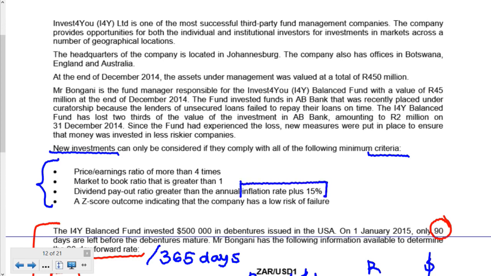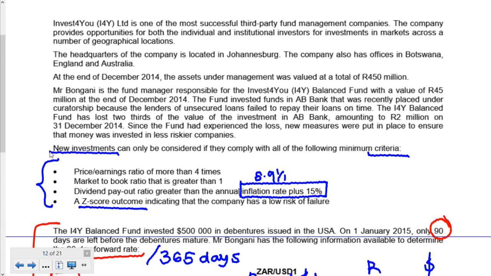So we have to go look to see what inflation is. There we were just given inflation, isn't it? What was it? 5 point something, 6 point something, 5.9? Okay, so this has to be 5.9 plus 15, so it has to be 20.9. So the dividend payout ratio must be bigger than inflation plus 15%. And then a Z-score outcome indicating that the company has a low risk of failure.